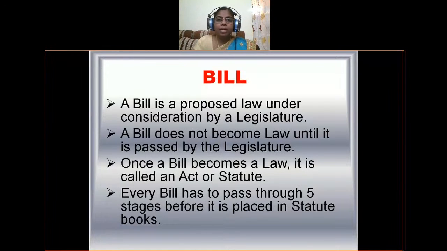So once a bill passes through all the 5 stages in both the houses of the parliament, then it can be called as law, and then it can be called as an act or statute. So every bill has to pass through 5 stages before it is placed in statute books, before it becomes into a law.